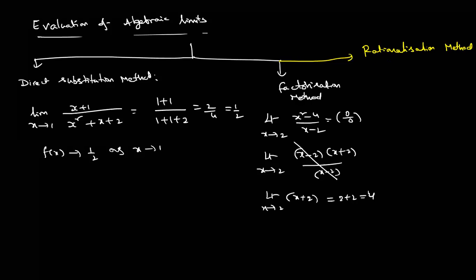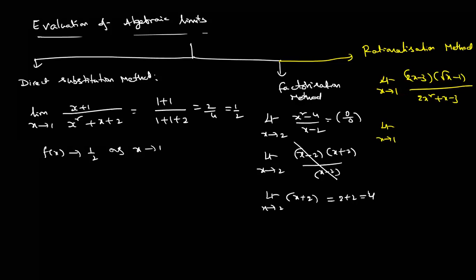Rationalization method. What is that? Anyone? I'm giving one question. Limit x tends to 1, dear students. I'm giving a simple example: (2x minus 3) into (root x minus 1) by (2x square plus x minus 3).